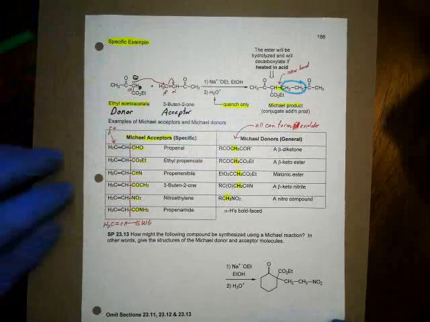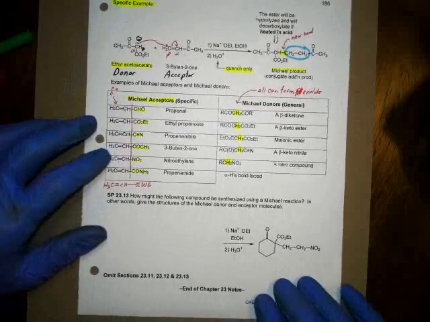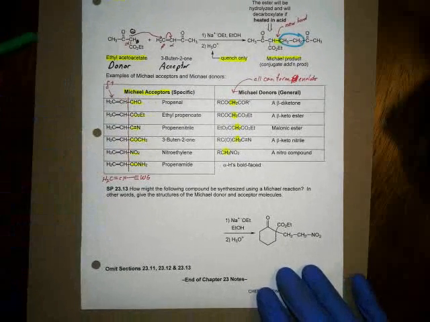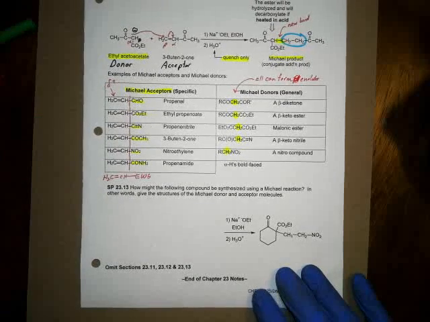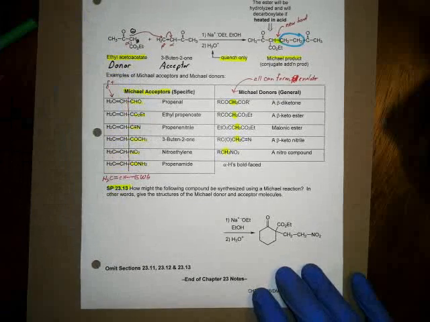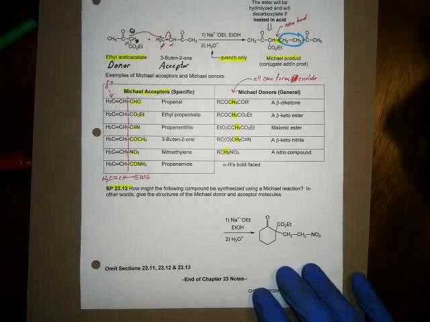All right. So, what's our job in organic chemistry? What do we always want to do? We want to know how to make stuff. So, how can the following compound be synthesized using a Michael reaction? In other words, give the structure of the Michael donor and acceptor molecules.